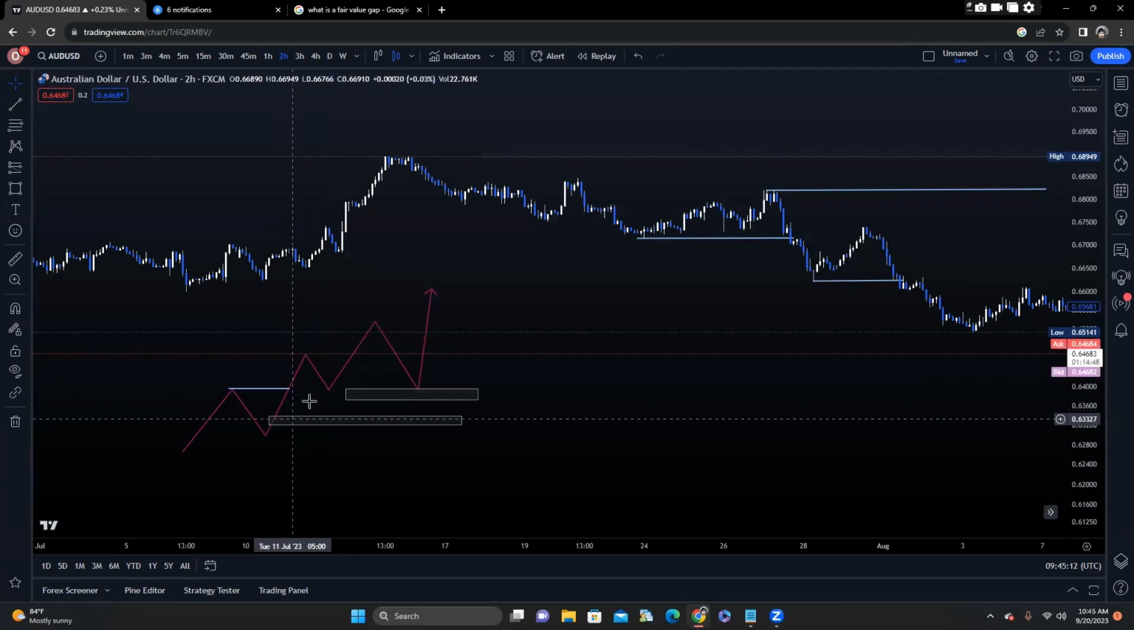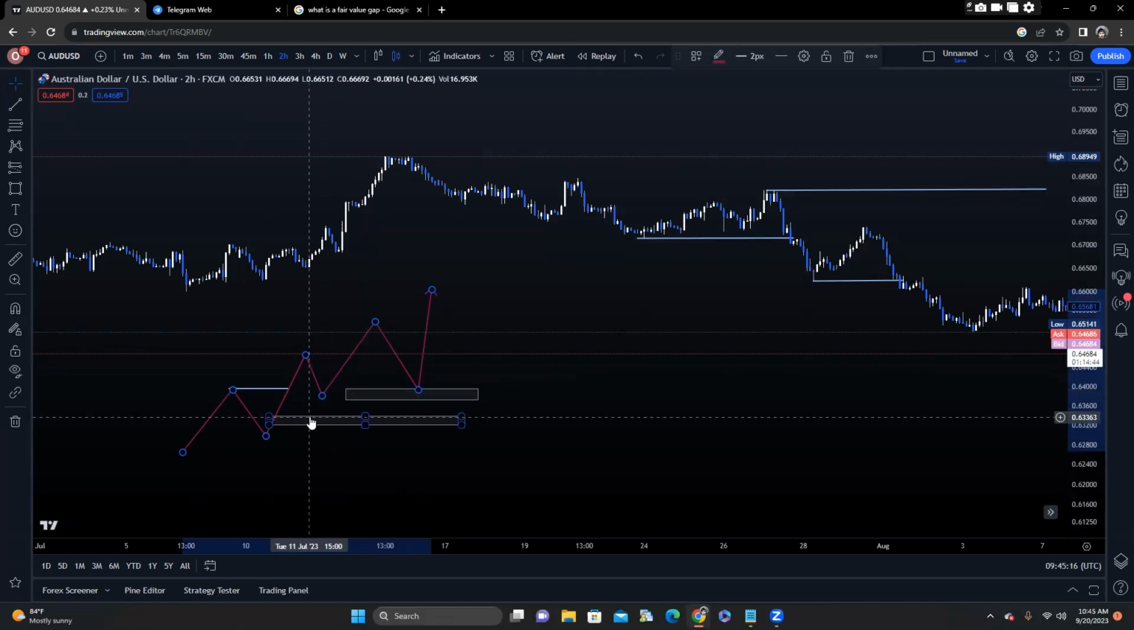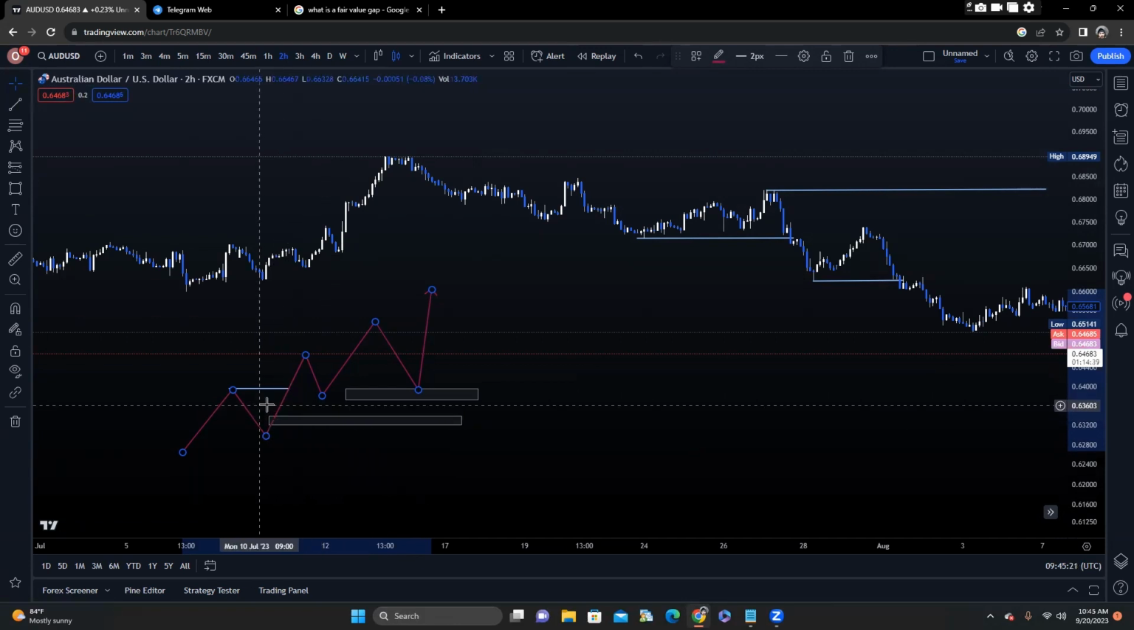So if our order block is here and then price just comes all the way here and then takes off, we have already established the fact that more often than not, price will always get to your fair value gap or your order block. But it's not in all instances that it does this.